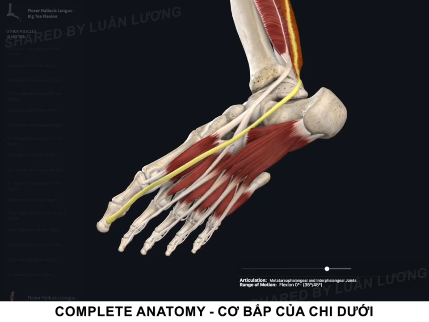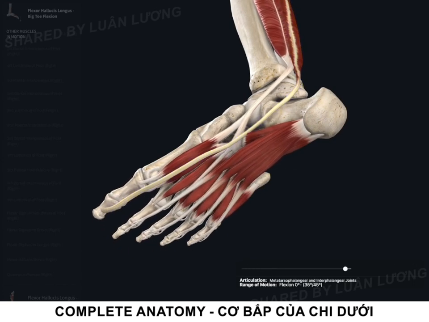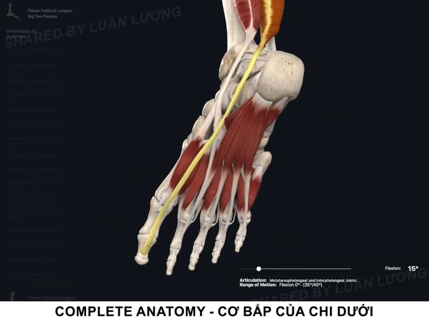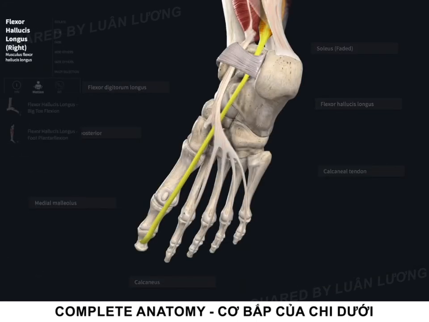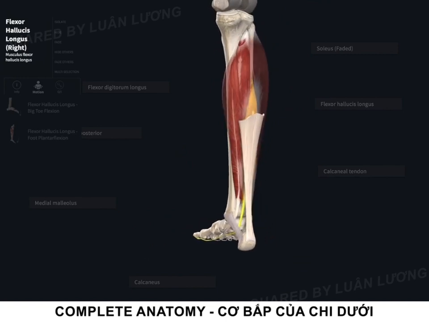So the flexor digitorum longus is going to flex my four digits, while the flexor hallucis longus is going to focus on flexing of the big toe. As a group, these deep compartment muscles are going to assist in the action of plantar flexion with the superficial group.